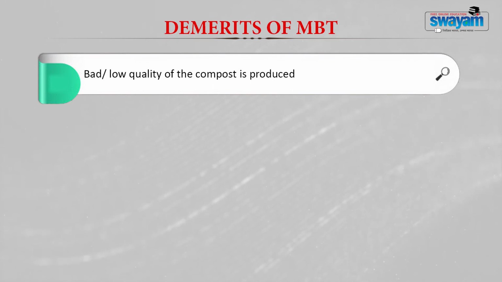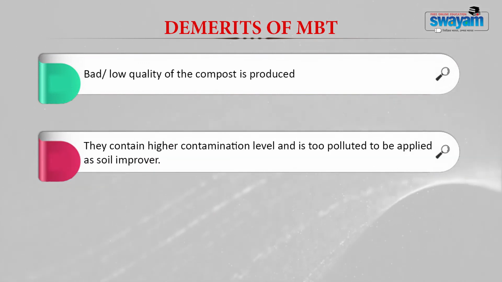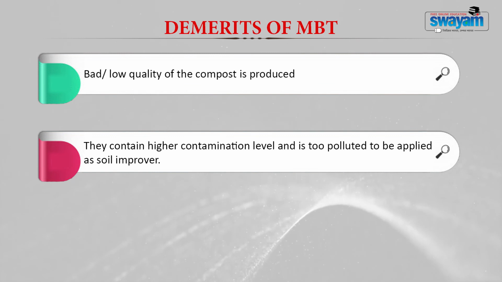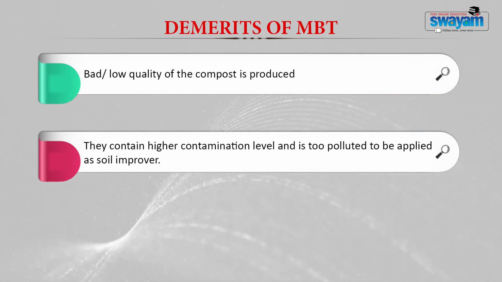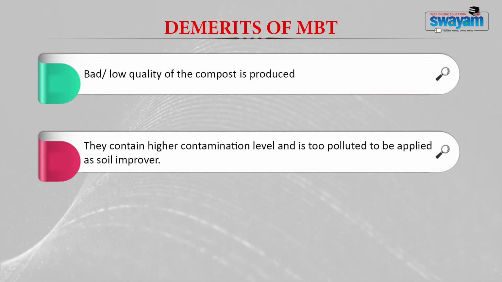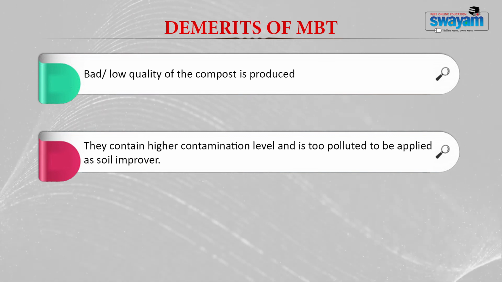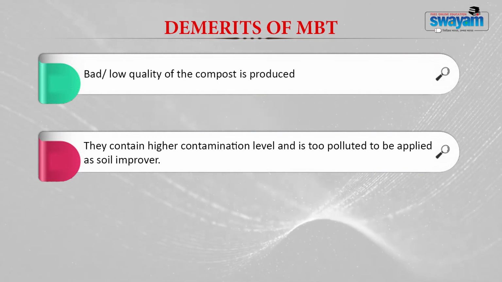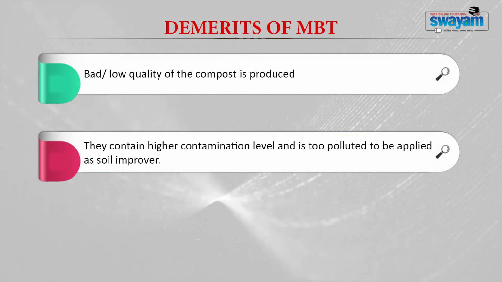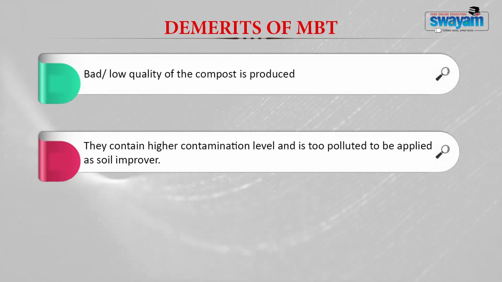Now, the demerits, if you see, it results in the production of bad or low quality compost. The compost that is produced contains a lot of toxic pollutants. The contamination level is high and that is why it cannot be used as a soil improver, because when this compost-like output is used, the heavy metals will once again enter into the soil and further decrease the soil health. Also, that is why I told you this can potentially be used for the reclamation of land.